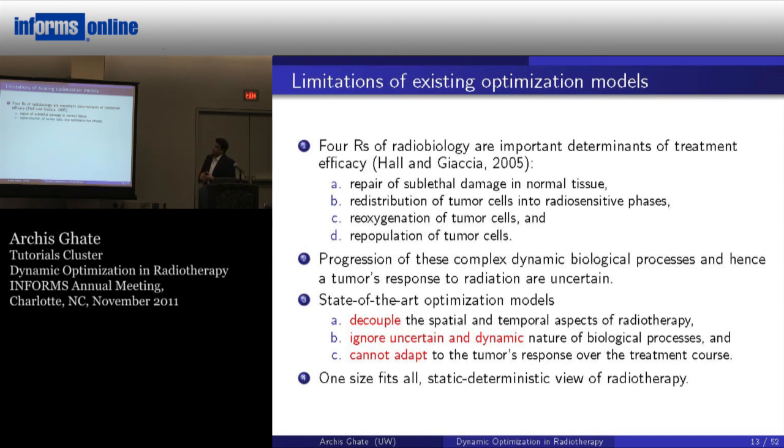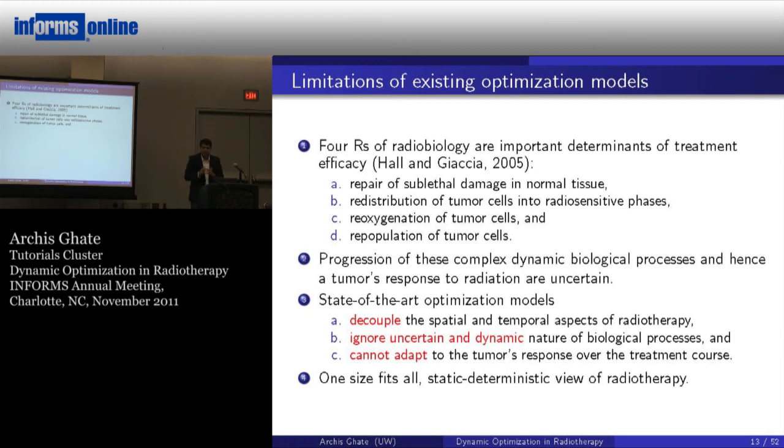Redistribution of tumor cells into radiosensitive phases. So the cell's life cycle: different phases of that life cycle are different in terms of radiosensitivity. The tumor might be more radiosensitive in one phase of the cycle as compared to another. So in a sense, what you want to do is catch the tumor in the most radiosensitive phase of the life cycle, so that you will be able to kill the tumor with the least amount of dose, in some sense. That's the second R, and the third R is reoxygenation.